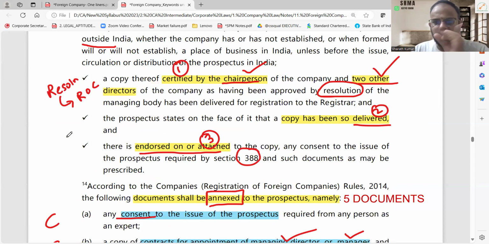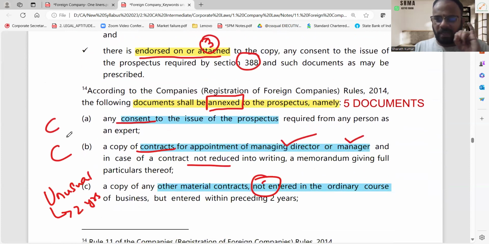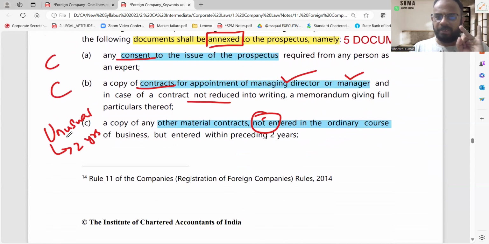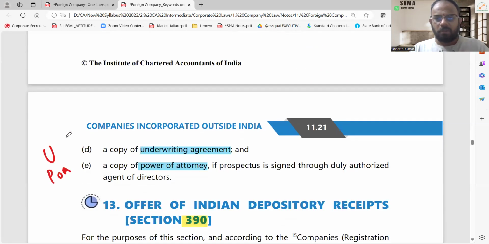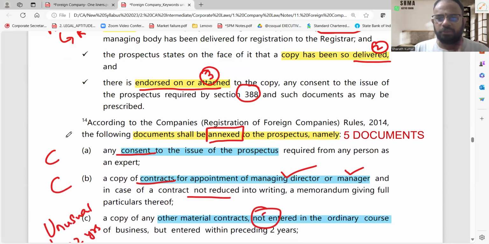Certification, resolution, whatever you deliver, whatever you endorse, whatever you attach, you will give it along with the consent, contract. Any other ordinary course of business, anything that you do within the 2 years, you will have to do. Underwriting agreement, you will have to do. Power of attorney, you will have to do. These 5 points are very crucial. These 5 documents, you will have to annex along with the prospectus.